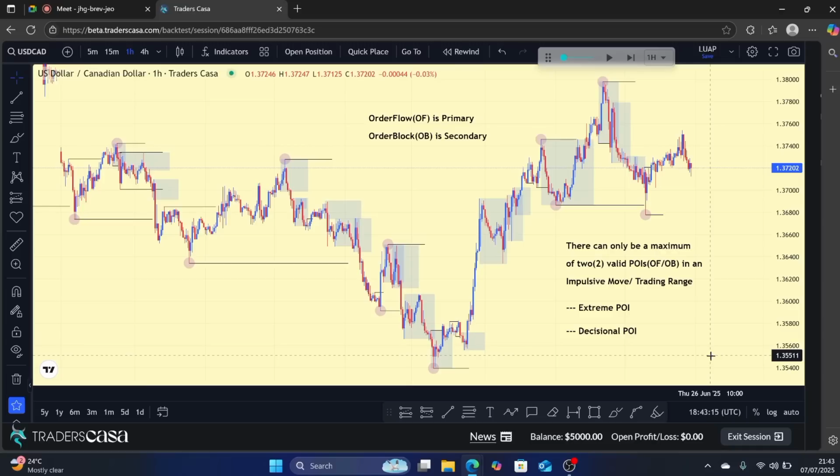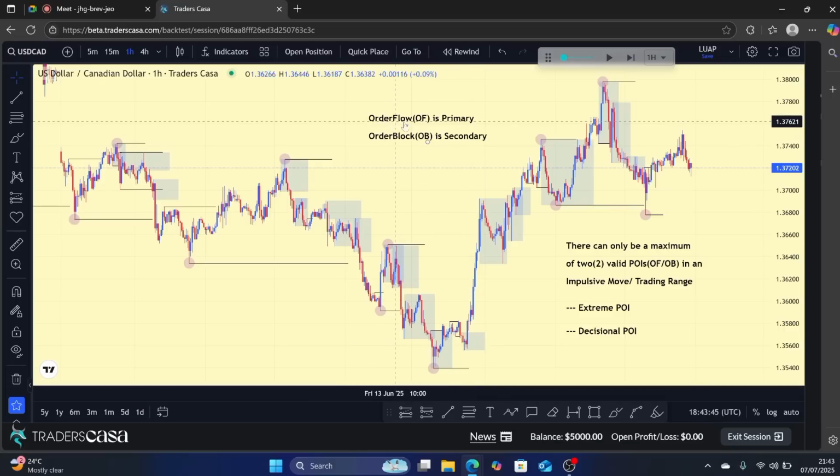Something I want you to know: order flow is primary and order block is secondary. Today we are covering order flows. The order flow is primary, which means that until all the order flows are invalid, we cannot use the order blocks, because order blocks are a secondary option. And obviously, secondary options come after the primary option.